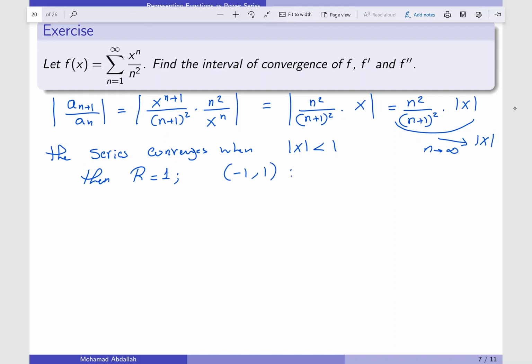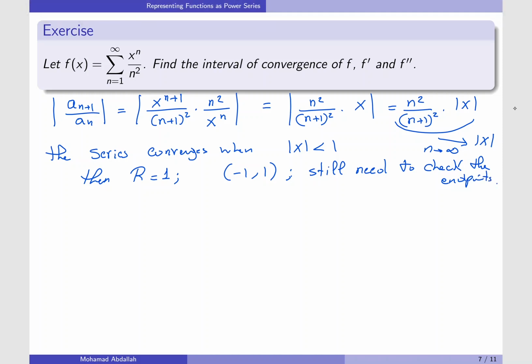But I still need to check the endpoints, to know whether I will close this interval at the two endpoints or just keep it as is. But the radius is going to be 1, whether you include or you don't include the endpoints. So let's consider the following cases. When x equal to negative 1, here's what happens. Well, actually, let's do x equal 1 first.